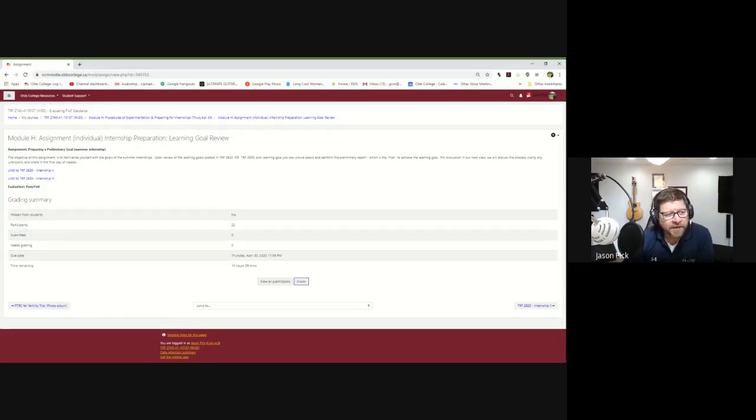Objective of the assignment today, and again, it's a pass or fail, so it's not really worth much at all. But the objective was to familiarize yourself with the goals for summer internships. Upon review of both of those courses, 28-20, 28-30, I'd like you to pick a learning goal that you're unsure about that you want to perform a preliminary report for. And this would be the plan of that learning goal. And we can discuss it tomorrow, the process, how to clarify any unknowns, how to roll it all out.